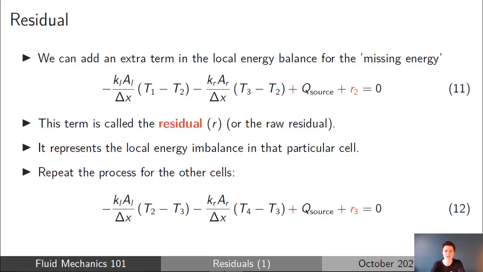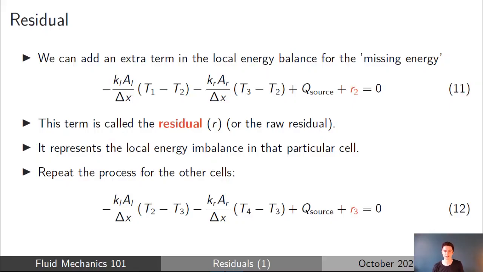It may be positive if we have an energy under prediction, or it may be negative if we have an energy over prediction. And you can see there in equation 11, I've added this extra term in and called it R, or R2 to be more specific, because this is the missing energy or the residual for cell 2. So now with this additional term, this residual added to conservation of energy, that equation 11 will be satisfied, and we have accounted for all of the energy and we're not missing any. And so what we can see here is that the residual physically represents the local energy imbalance, or the missing energy for a particular cell in the mesh. That's what it physically represents.